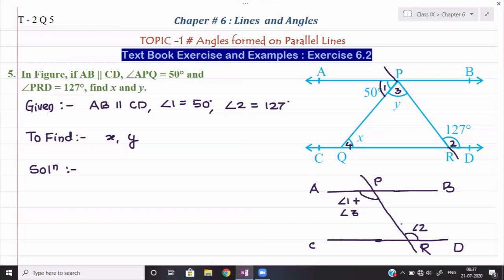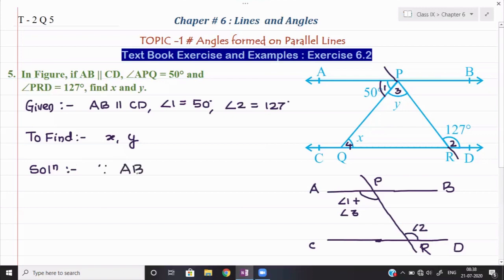Observe it carefully. This is your angle number 2 and angle APR is the sum of angle 1 plus angle 3. So if we look at both the angles, these two angles look like alternate angles, and we know that alternate angles are always equal if lines are parallel, and we are given that AB and CD are parallel. So first of all, we shall make a relation between these two angles and we'll get the value of y instantly. Let's see how it is possible. First, we'll write down. You can look at the figure which I have made over there. Accordingly I am writing it.